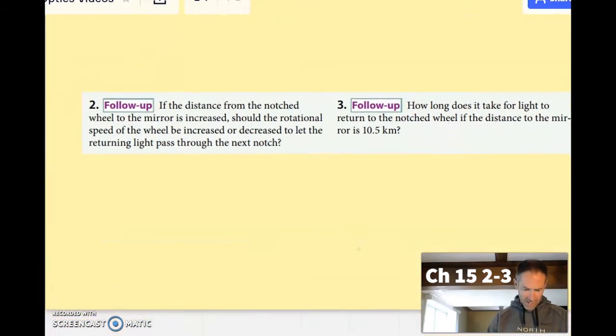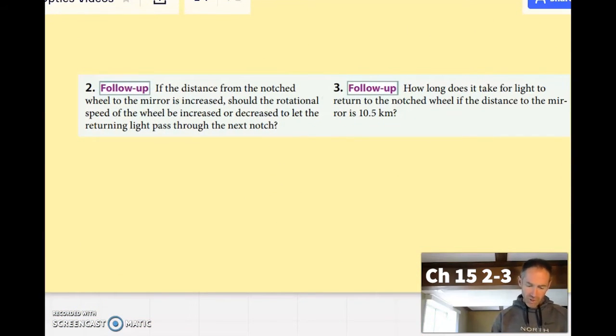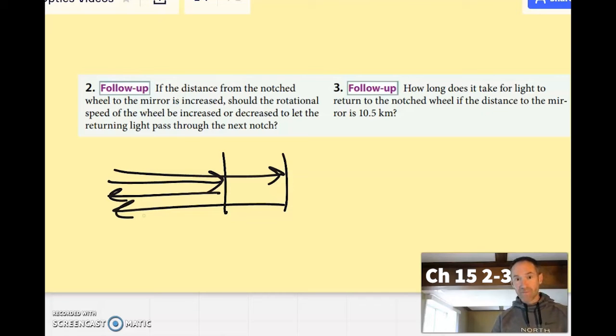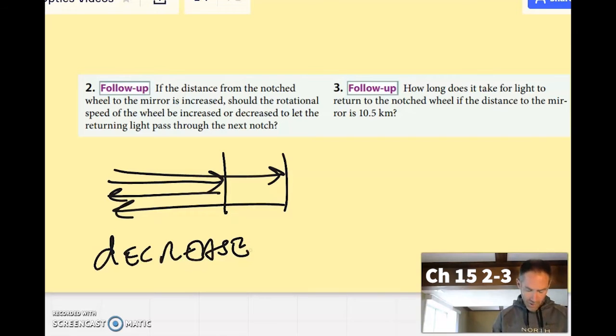Now, along those same lines, it says, if the distance from the notched wheel to the mirror is increased, should the rotational speed of the wheel be increased or decreased? Well, if it used to go to there and come back, now it's going to go to here and come back. It's going to take more time because it's more distance. And so that means we need to let it have more time. And so we're going to slow the wheel down some. So we're going to decrease the rotational speed of the wheel.